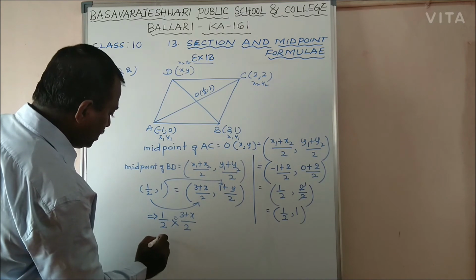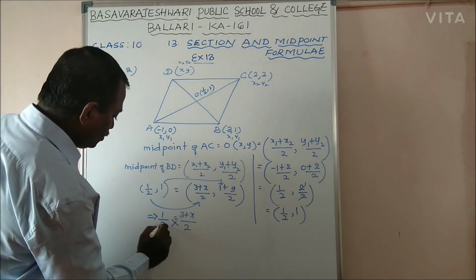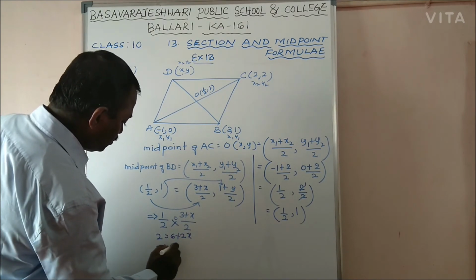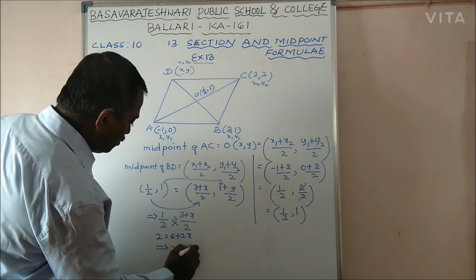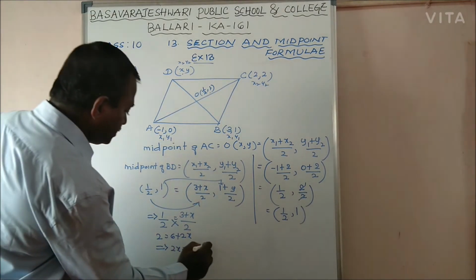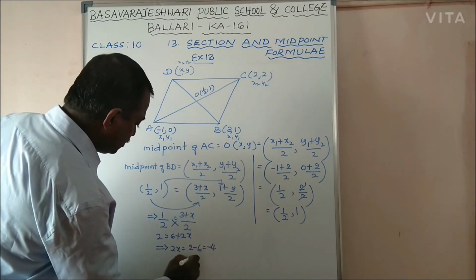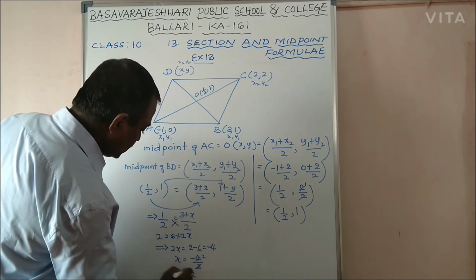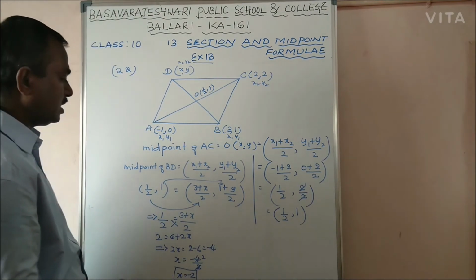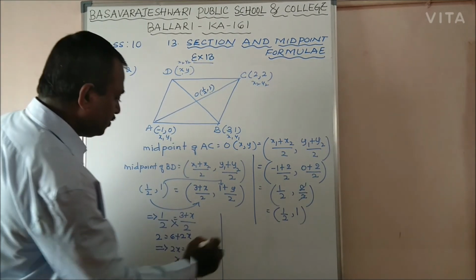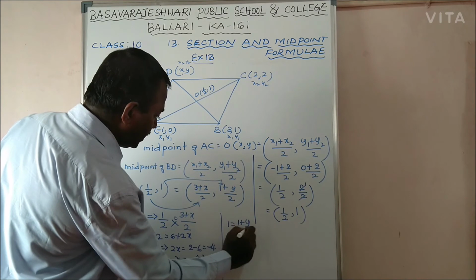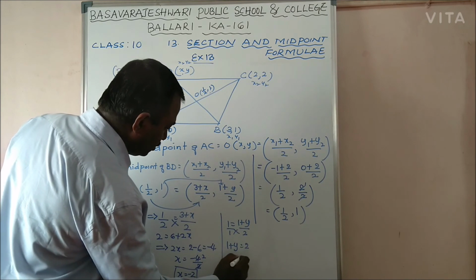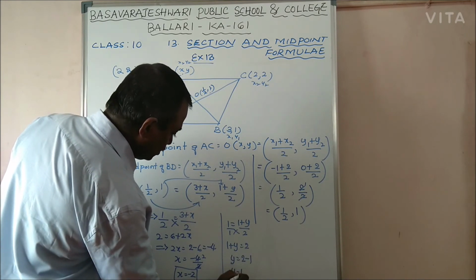Cross multiply. 2 ones are 2, 2 is equal to 2 3s are 6, plus x. This implies x is equal to 2 - 6, that is -4. Therefore, x is equal to -4/2, that is x is equal to -2. X value we got. Similarly, we can find the y value. 1 is equal to (1 + y)/2. Cross multiply. 1 + y is equal to 2. y is equal to 2 - 1. y is equal to 1.